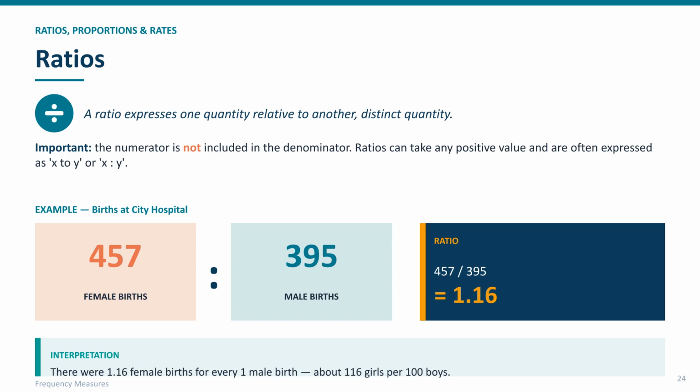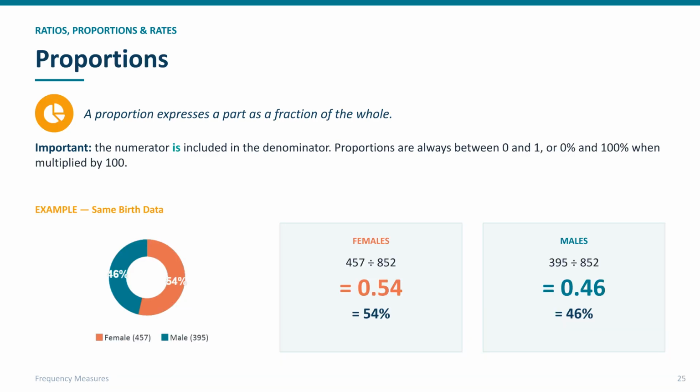Moving to ratios, we compare two distinct quantities. Crucially, the numerator is not part of the denominator. For example, comparing female to male births, a ratio of 1.16 shows there were roughly 116 girls for every 100 boys. In contrast, a proportion includes the numerator as part of the whole denominator.